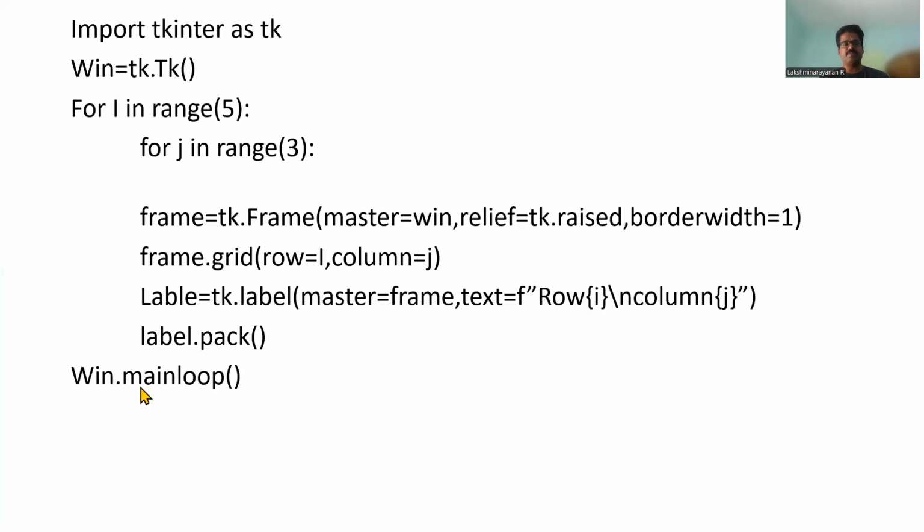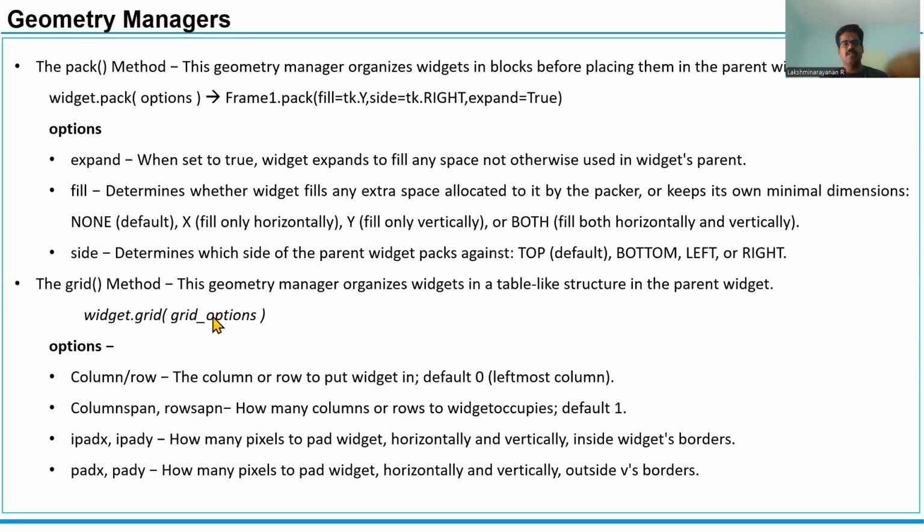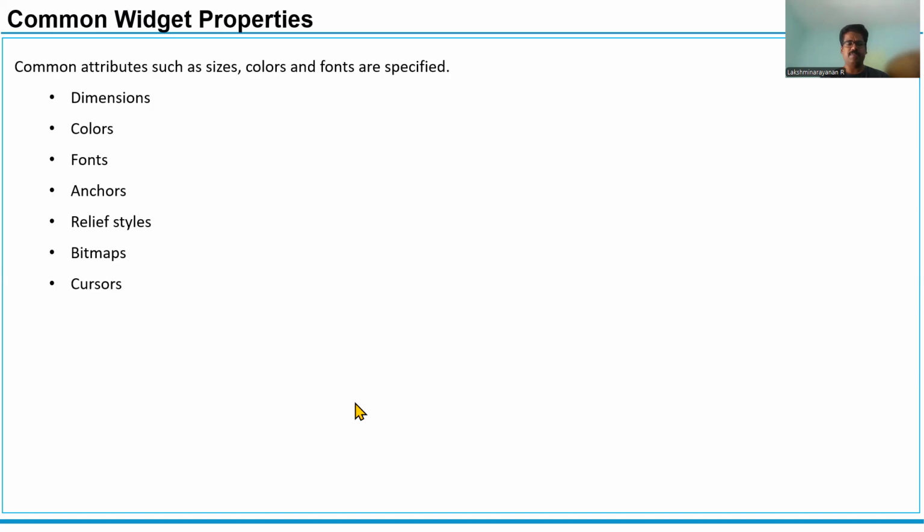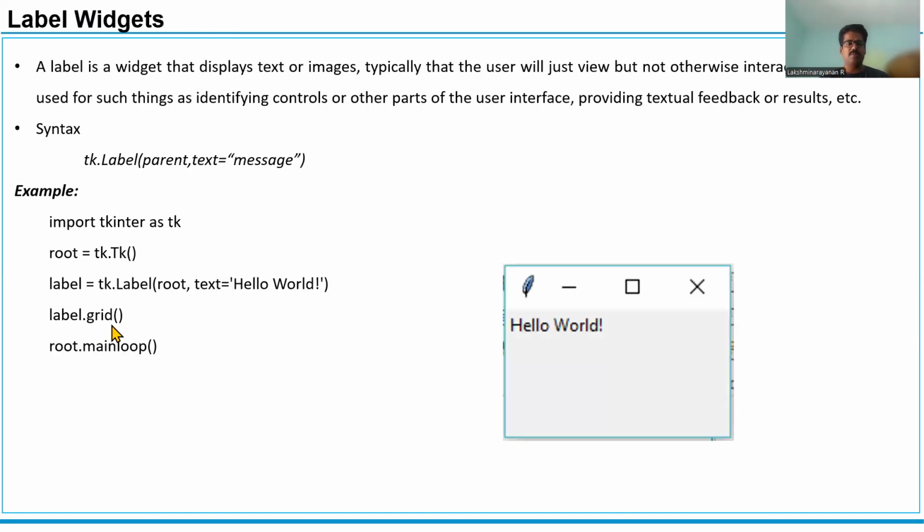See here, grid. I can pass a column inside this grid as an argument. I can pass the row and column, all those sizes, and ipadx and ipady. As of now, I didn't pass anything. In future, we will check out what grid arguments can be passed inside the program. This is a very simple hello world program using Tkinter.